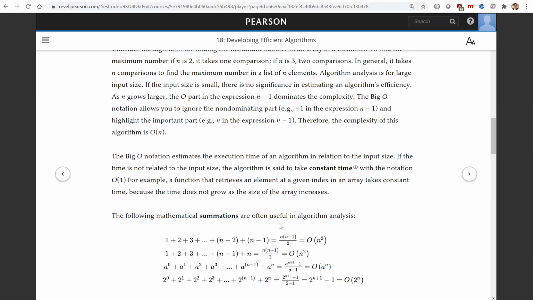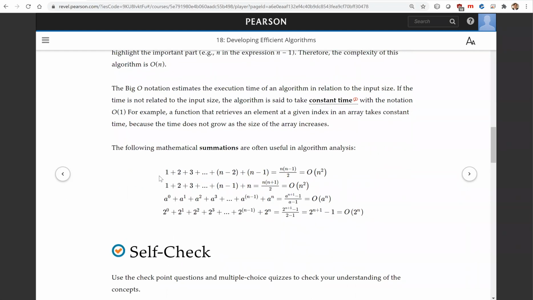We're going to use this summation a lot in the upcoming videos to analyze the time complexity. This is the summation, the sequence of numbers 1 plus 2 and all the way plus n minus 1. That is n times n minus 1 divided by 2, which is order of n squared. And if you have 1 plus 2 all the way plus n, it's the same thing. It's order of n squared. And this is the sum of 1, 2, 3, all the way to n, which is order of a to the n. For 2, that's order of 2 to the n.